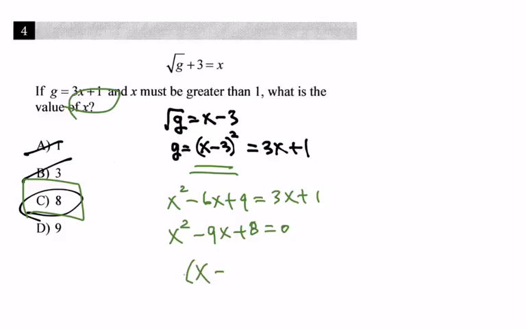Then you know that x can be factored into x minus 8 and x minus 1 would be equal to 0. Hence, 1 or 8 would have been the answer, but they say greater than 1, as you can see over here, so 8 is the only answer. That's another way of doing it as well.